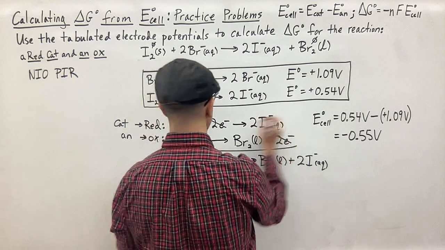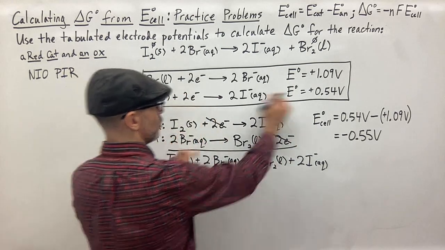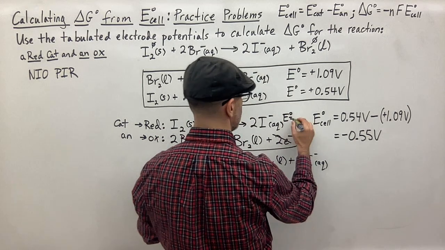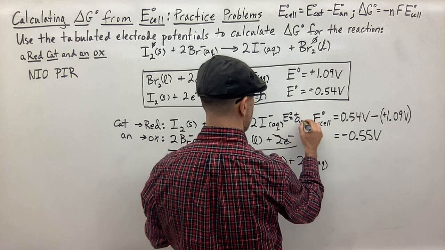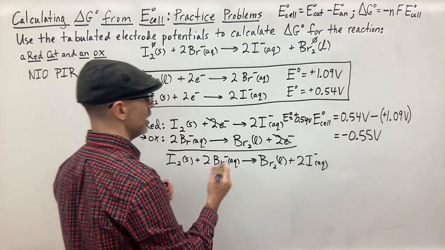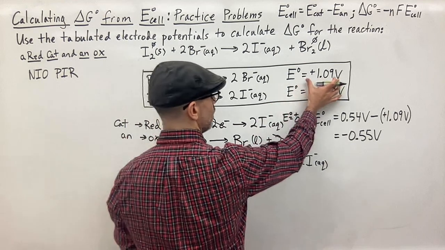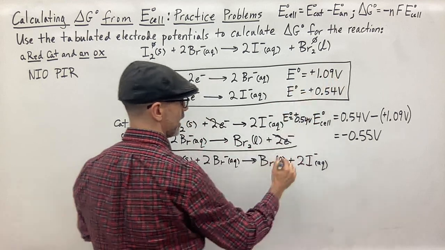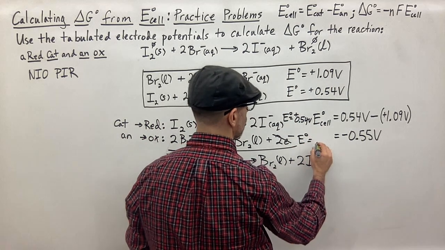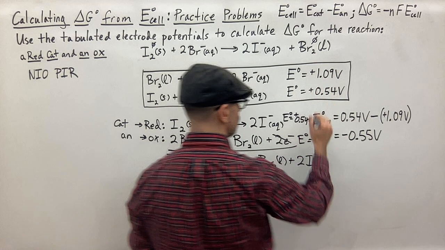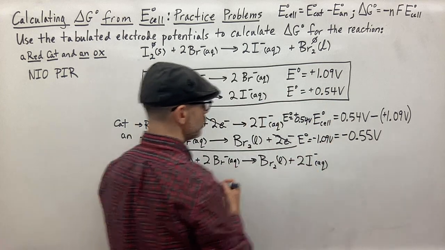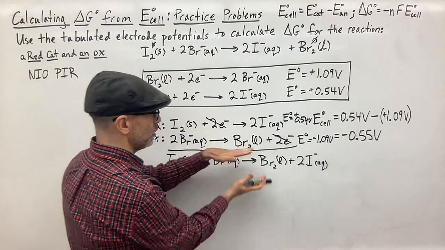So then if I write this here, iodine stays the same, so that's going to be an electrode potential. I'll write it here. That's going to be the same as before, a positive 0.54 volts, right? And then this one's going to be that number there, but it's flipped, so we're going to change the sign. So this one's going to have an electrode potential of not positive 1.09, but a negative 1.09 volts.